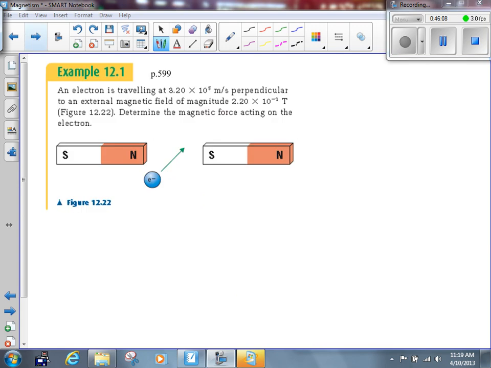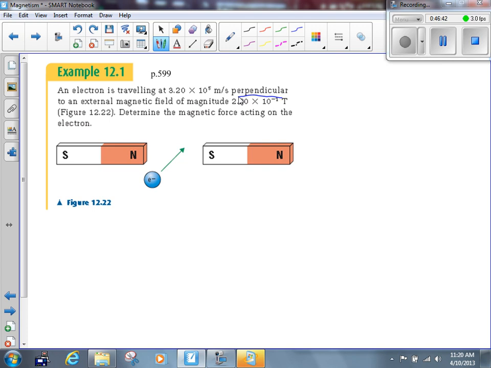Let's do an example here. 12.1599 says an electron is traveling at 3.2 times 10 to the 5 meters per second perpendicular. That's good that it's perpendicular, because we know that we can't use our hand rule and we can't use the equation we just learned if it's not perpendicular. If it's parallel, we don't worry about that either, because if it's parallel, the force is 0 and there is no direction. If it's perpendicular, we can use the rule and the equation that we just learned. If it's something other than perpendicular or parallel, we can't do the question. It's perpendicular to this magnetic field.